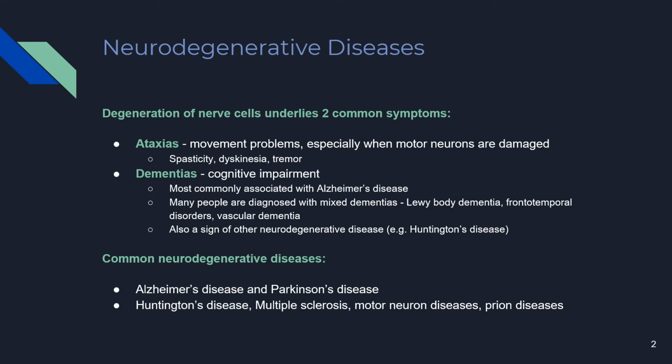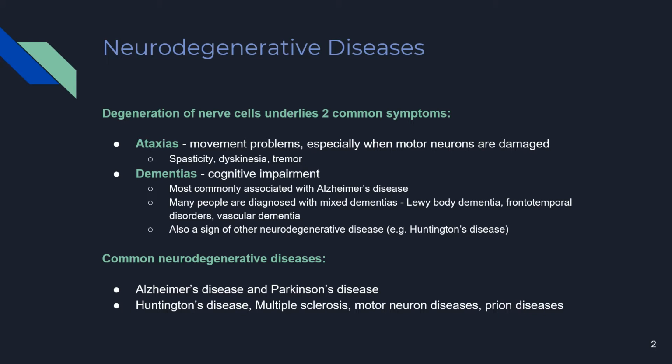Let's get started. Neurodegenerative diseases involve the breakdown of nerve cells with two common symptoms. Ataxias are movement problems that often result from damage to motor neurons. These can include stiffness, uncontrollable movements, called dyskinesia, and tremors. The other symptom is cognitive impairment. While dementia is most often associated with Alzheimer's disease, it's also a common symptom of other neurodegenerative diseases.